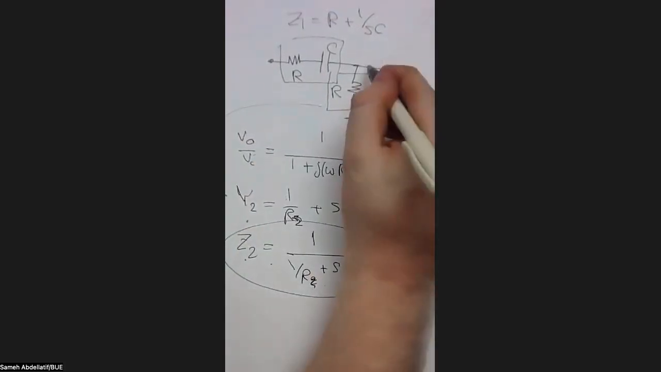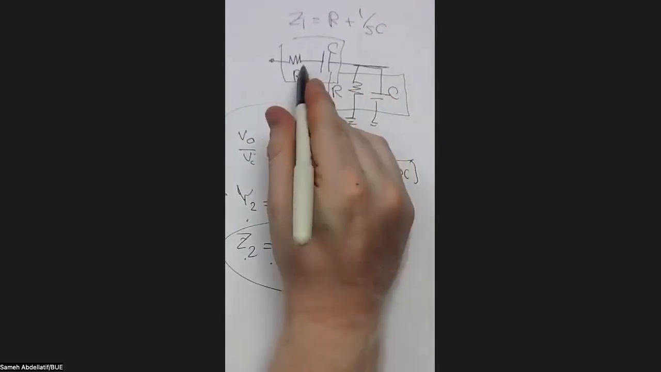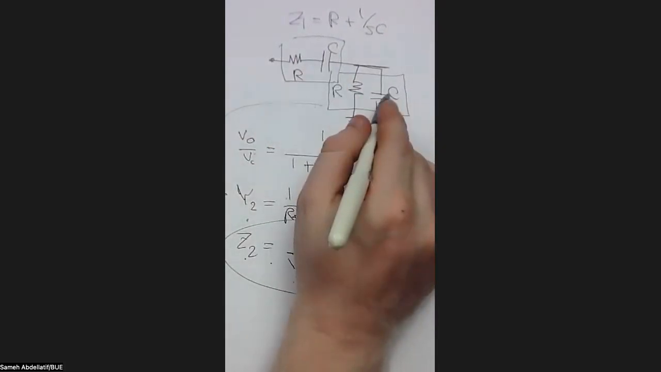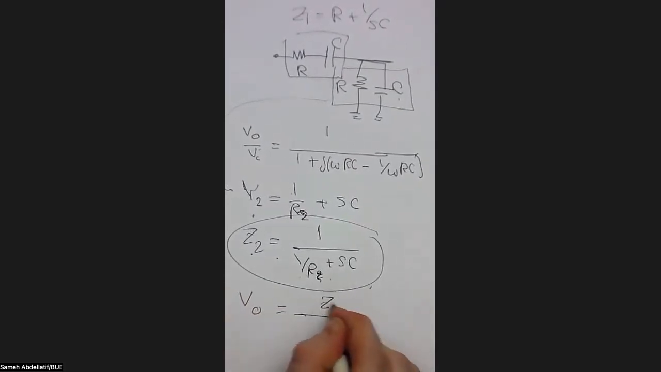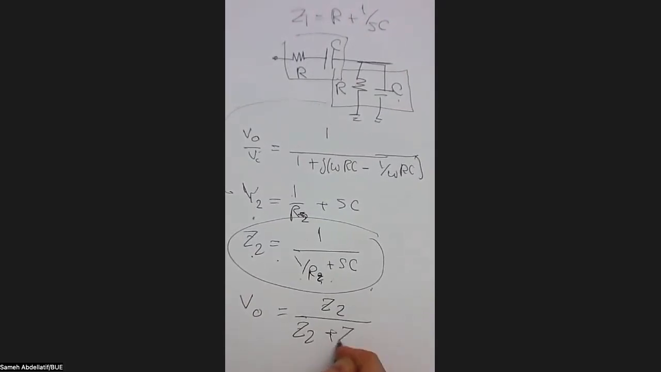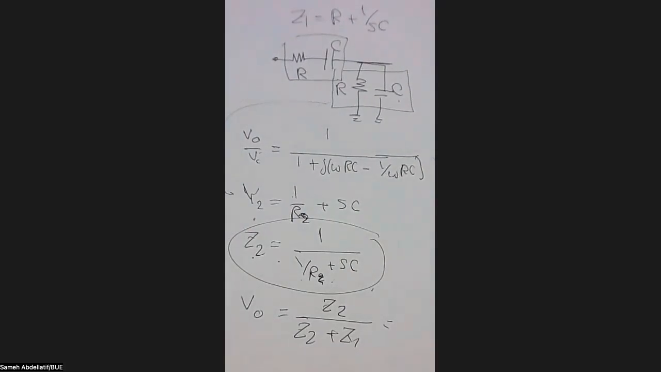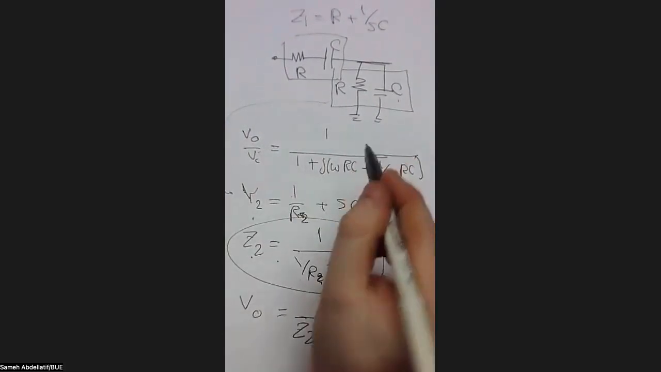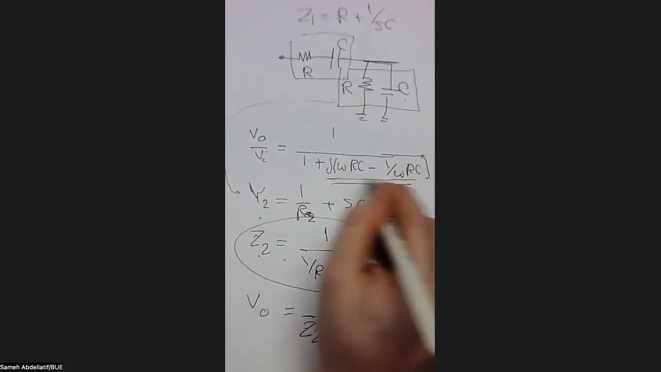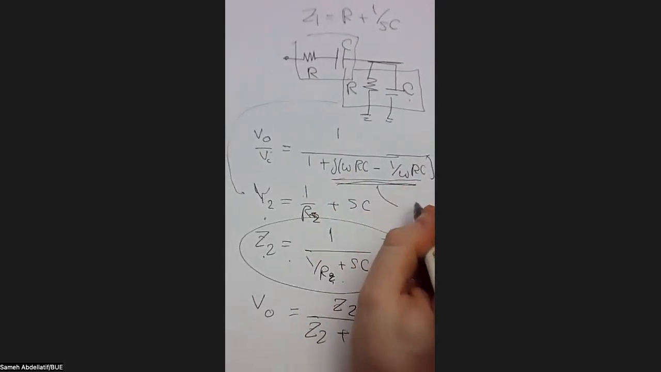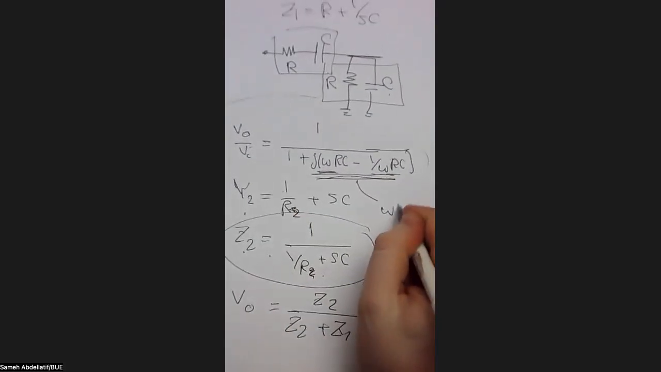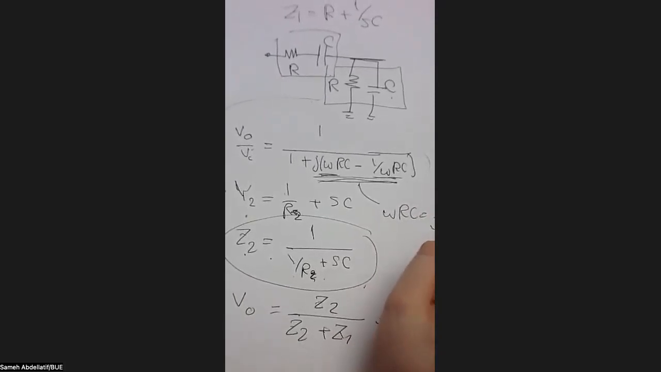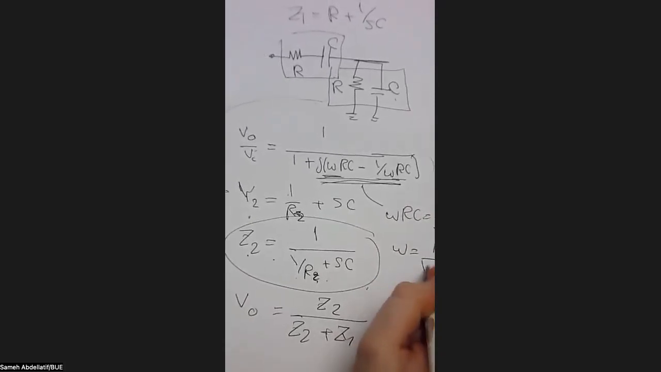And as you can see, the output voltage at this node is a potential divider of these two networks. So simply speaking, the output equals Z2 over Z2 plus Z1, and this results in this circuit's transfer function. And as we discussed earlier in the previous recording, in order to get rid of this imaginary part, this term should cancel this term. So omega RC should equal 1 over omega RC, or in other words, omega should equal 1 over RC.